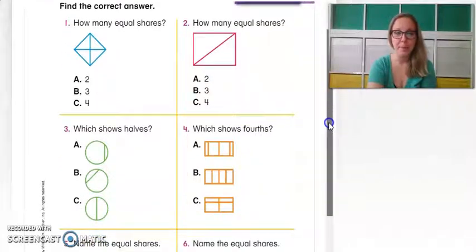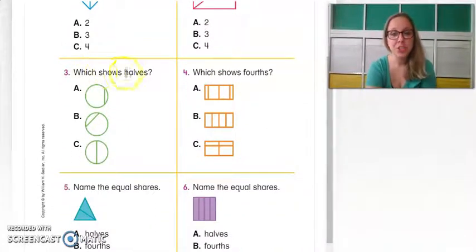Moving down to number 3. It says which shows halves. So you're going to circle either A, B, or C. Remember that halves is broken into 2 parts, but they have to both be equal or the same size. So circle which one shows halves. Number 4, which shows fourths. So looking at the rectangles, they've all been broken into 4 pieces, but only one of them shows fourths. Circle the letter for the correct shape.